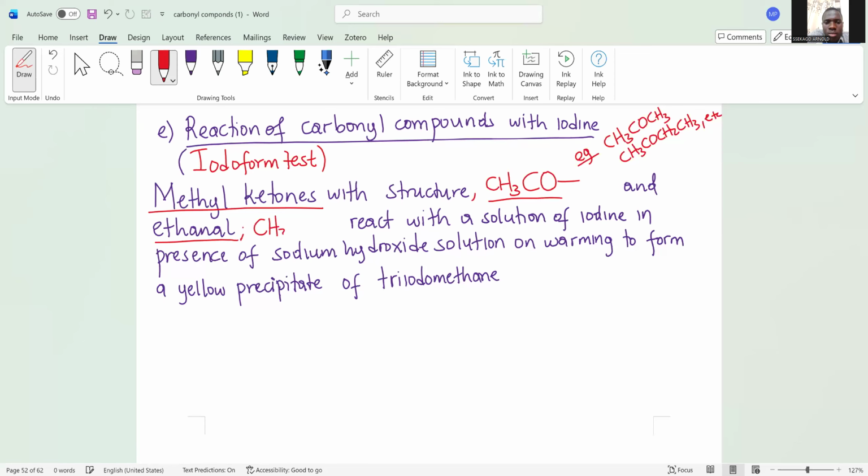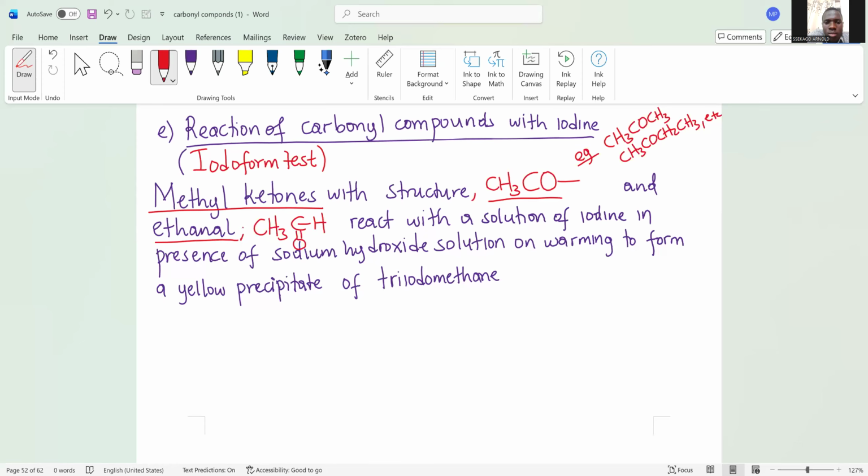Ethanal is CH3, C double bond with oxygen and H. So ethanal has a CO close to CH3. So this test is looking for that. It is looking for the methyl group.